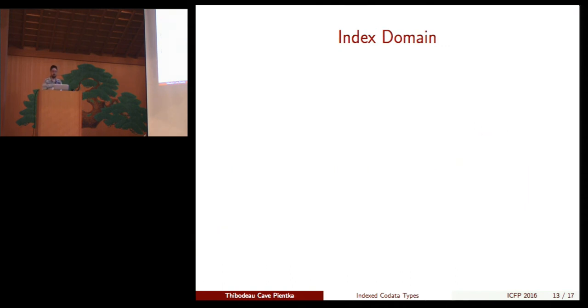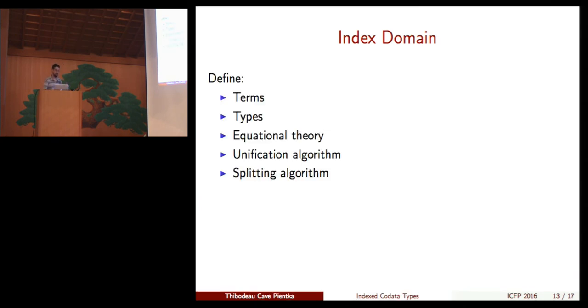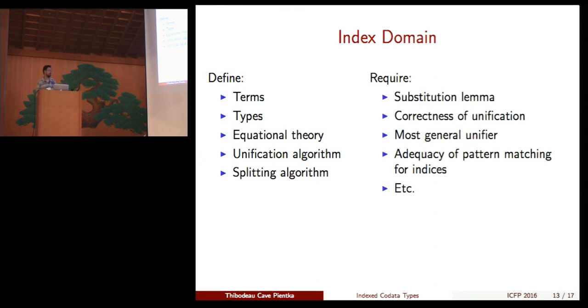So then let's talk a bit about the theory. Like I said, we have an index domain. The example showed the natural numbers as index domain, but our theory is abstract over it. So we could use instead contextual LF or labeled transition systems. And if you want to define your own theory with a particular index domain, you simply need to define terms, types, equational theory, a unification algorithm, and a splitting algorithm, because we have a notion of coverage. And then we are required to satisfy the substitution lemma, correctness of unification, most general unifier, adequacy of pattern matching for indices, and some other properties, to make sure that the meta theory is still maintained under the use of this new index domain.